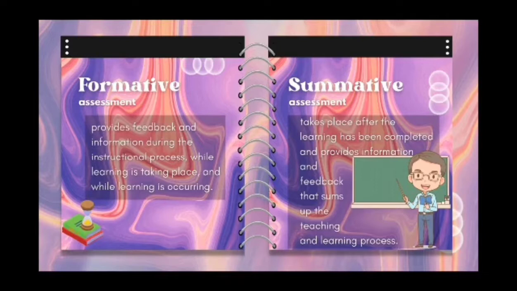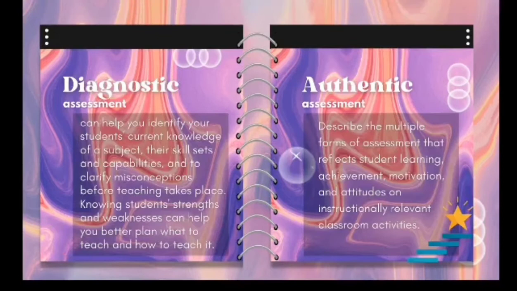So summative assessment takes place after the learning has been completed and provides information and feedback that sums up the teaching and learning process. So example of summative assessment is for the student the final presentation, final reports, and their final grades. Now, the third type of assessment will be the diagnostic assessment.